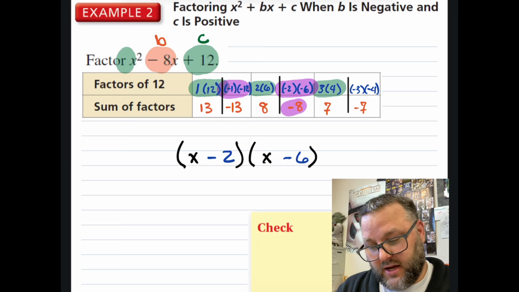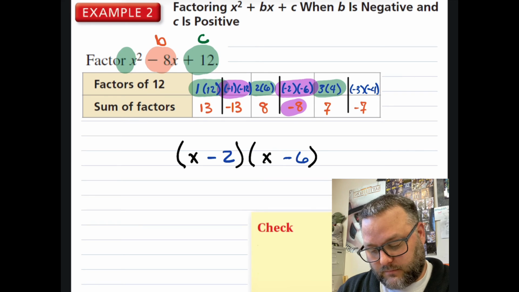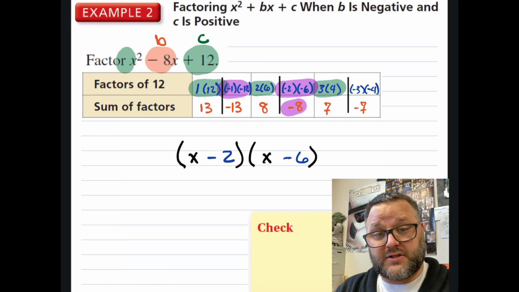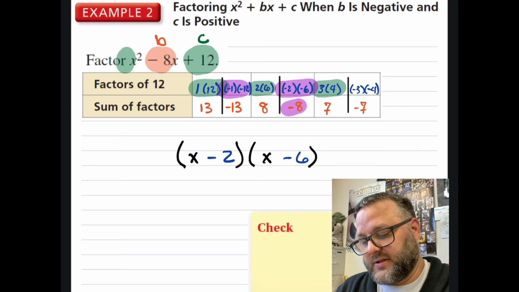Now, as a quick check, what I want to do is go ahead and look at doing FOIL. And we'll put that in red. All right. So remember, this is just the check. We didn't do it last time. We wanted to keep the video a little shorter. We're getting close to time, so let's get through it.